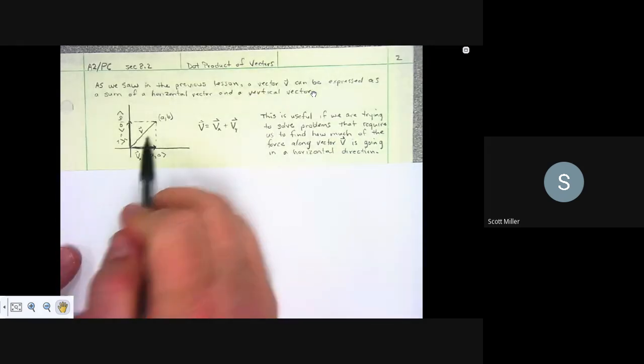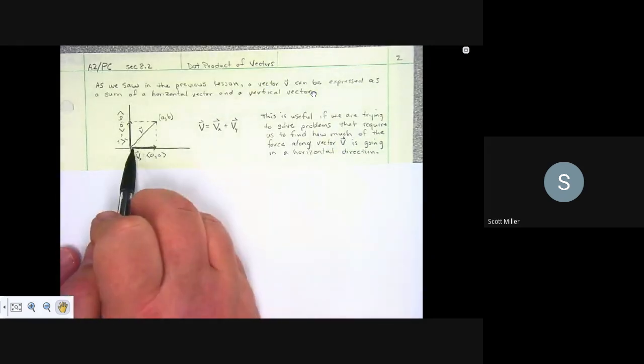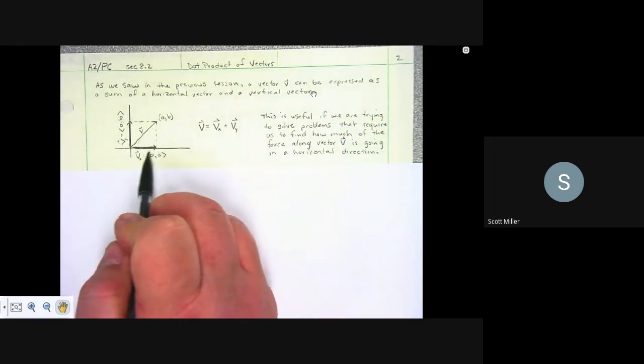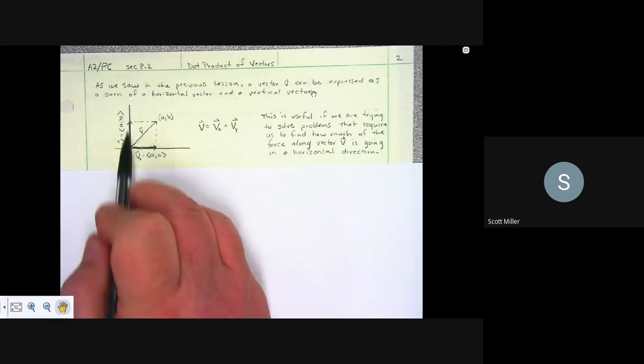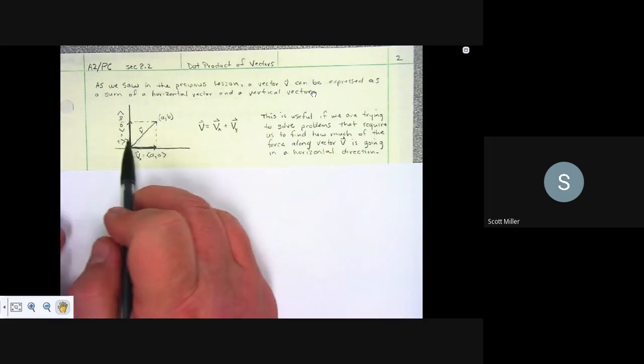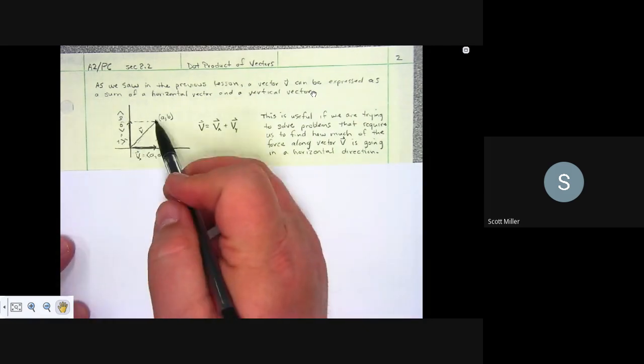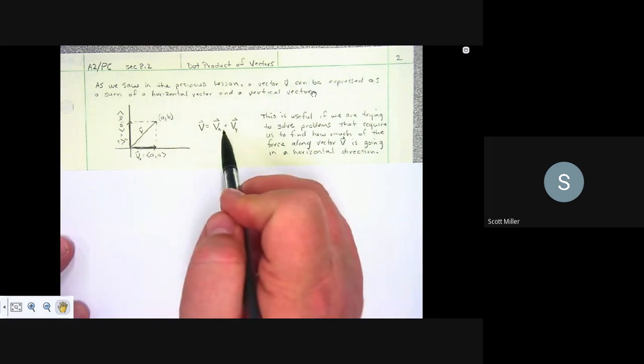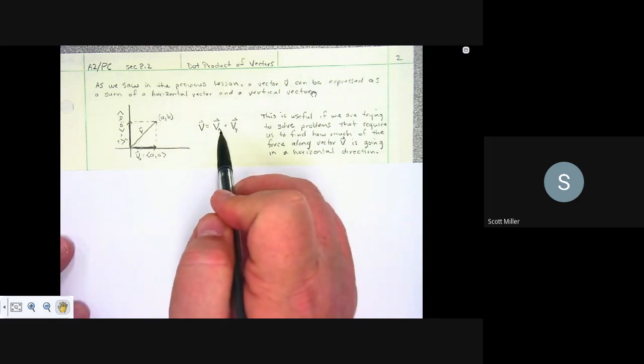So what's next? In the previous lesson, we used that vectors can be expressed as the sum of a horizontal and a vertical vector. Okay? So here's vector v. I can look at this vector, the horizontal one, and this vector is the vertical one. So the sum of these two vectors would be the resultant of it. And so v is the sum of those two vectors. Okay, the horizontal direction and the vertical direction.